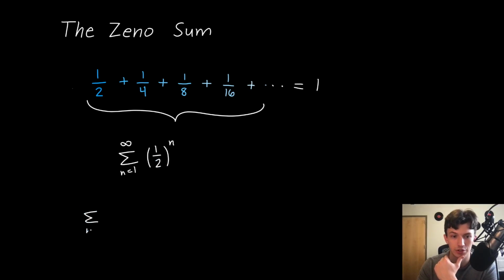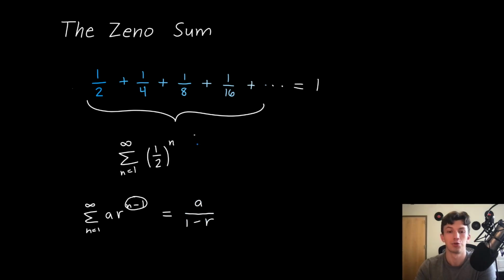A geometric series is something of the form a times r to the n minus 1, okay? So in order to do this algebraically, we need to know the exponent is n minus 1. And the formula for this is 1 minus r in the denominator, and then a in the numerator. So a over 1 minus r. So r is clearly 1/2. We know that. Let's just write it in a slightly different form, though.